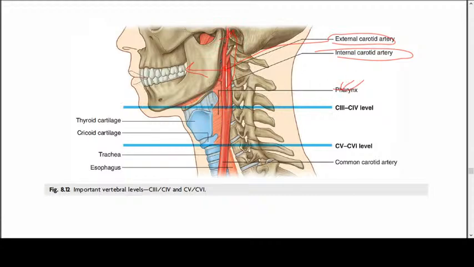The level is properly given right here, C3 to C5, where we will see the bifurcation. So this figure is showing the bifurcation. This is a very important point.